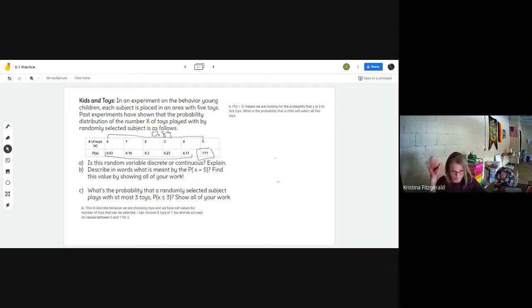And then there's only one thing left I don't know, and it should all add up to 1. So the probability that X equals 5 is going to be 1 minus 0.89, which is 0.11. And this would be your work.